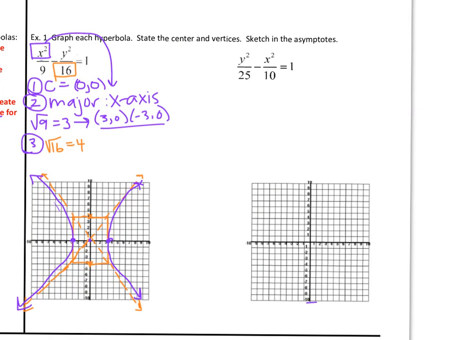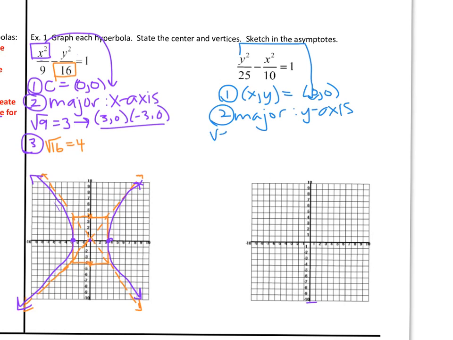Over on the right, we have y squared over 25 minus x squared over 10 equals 1. In this example, notice y squared is first. That means this is going to open up and down. It will be vertical. Our first thing to do is determine our center. And again, remember, x is supposed to go first in our center, but because it's (0, 0), we get away with putting whatever number we want first, because they're both zeros. Our major axis is y, because y is first.